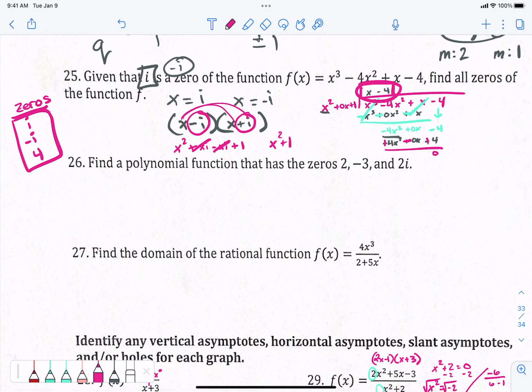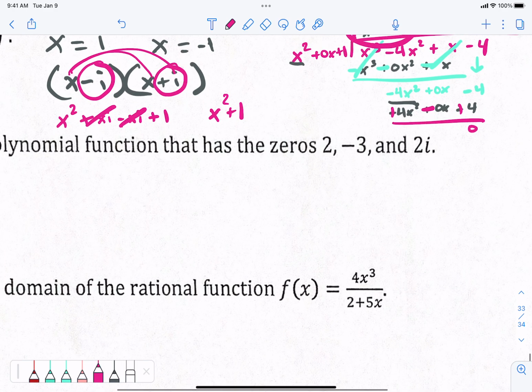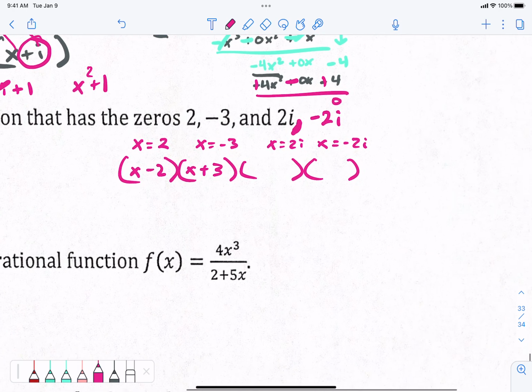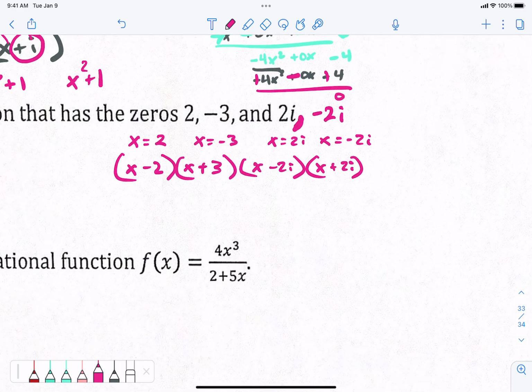Number 26. Find a polynomial function that has zeros 2, negative 3, and 2i. You have to foil. There's also minus 2i. So x equals 2, x equals negative 3, x equals 2i, x equals negative 2i. My bubbles look like this: x minus 2, x plus 3. I'm going to multiply those together. And x minus 2i and x plus 2i. I'm going to multiply those two together.